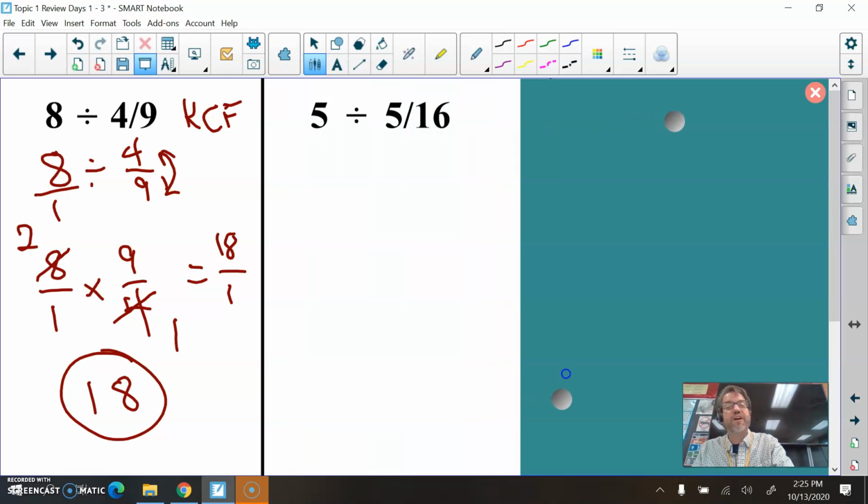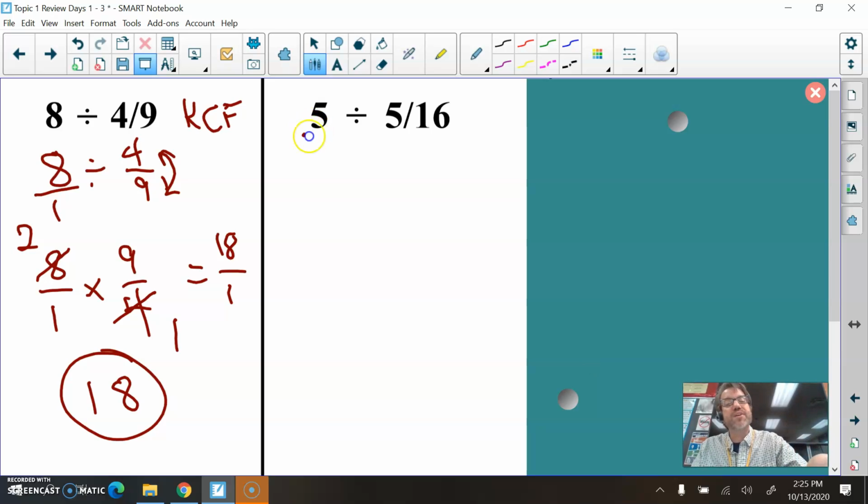Let's look at this one. 5 divided by 5/16. Well, I need to rewrite this as 5 over 1, okay? 5 over 1. And instead of dividing by 5/16, I can multiply by the reciprocal of this, which is 16 over 5. Okay? Notice we don't ever flip over the first fraction. You keep it the same. All right, and then we change this to multiplying and we flip this one over. So we have 16 over 5, which is the reciprocal of 5 over 16.